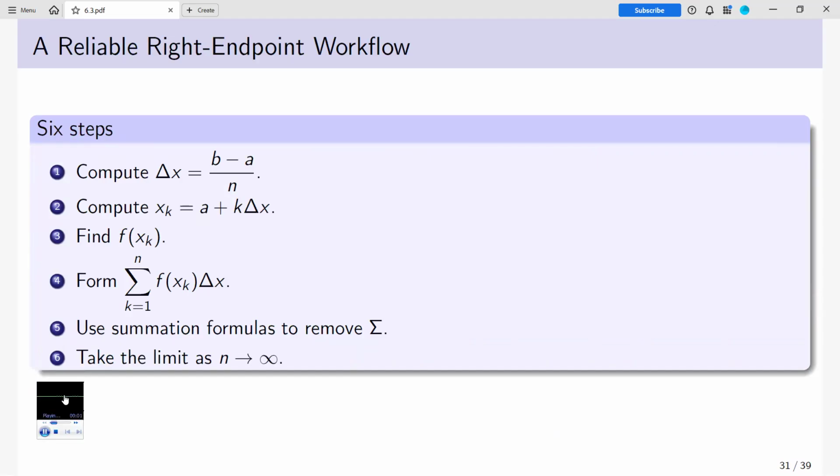These 6 steps provide a dependable template for every right endpoint calculation. Following the order prevents missing factors and misplaced endpoints. It is the calculus equivalent of a recipe, except nobody gets to eat the final integral.